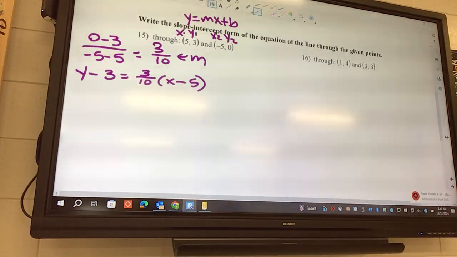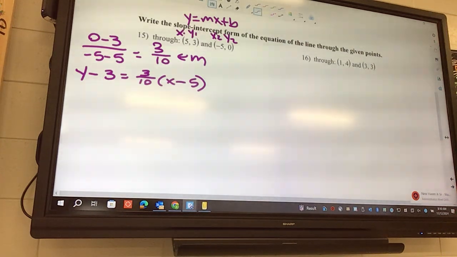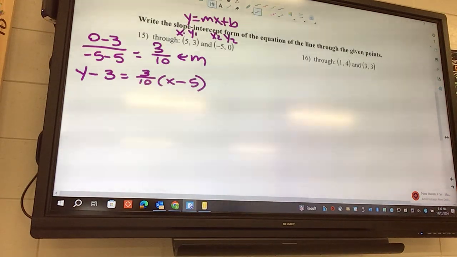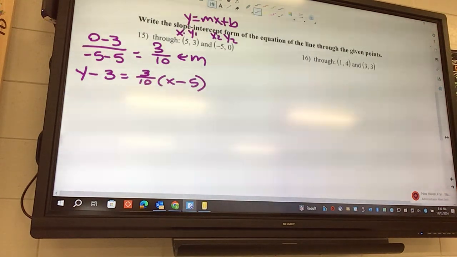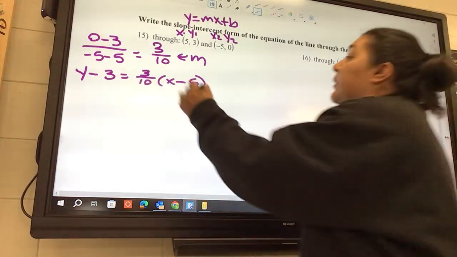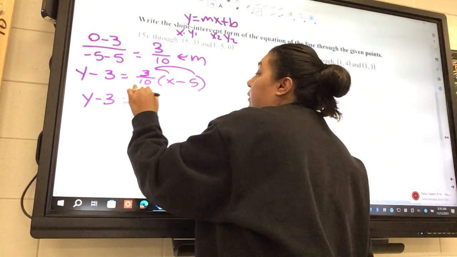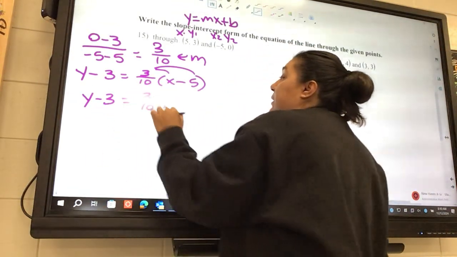Okay, and then the jump from formula 2 to formula 3 is probably the hardest. However, there are only 2 steps. The first step is what? To distribute or multiply. The second step is always going to be to either add or subtract based on what's going on next to the y. So our first step is going to be distribute. So 3 over 10 times x is going to be 3 over 10x. So y minus 3 equals 3 over 10x.